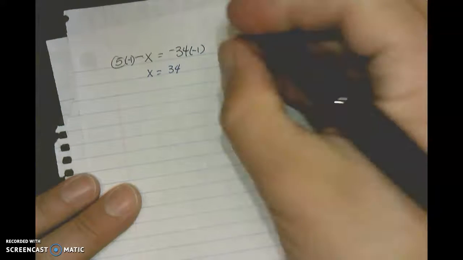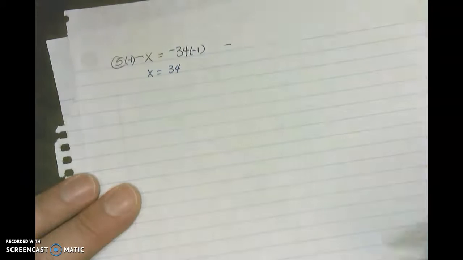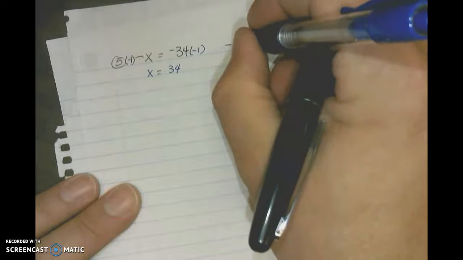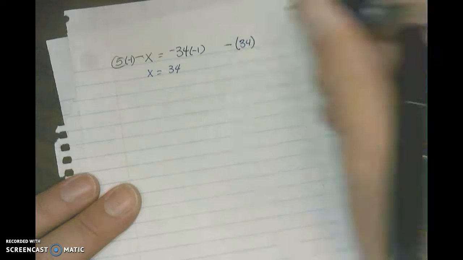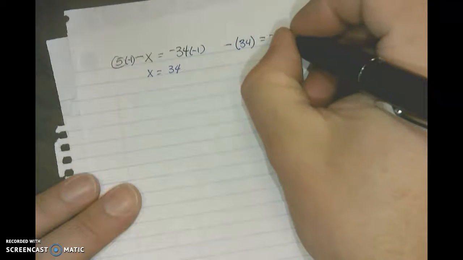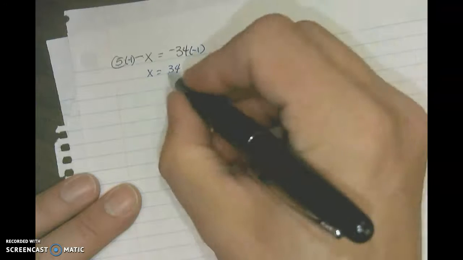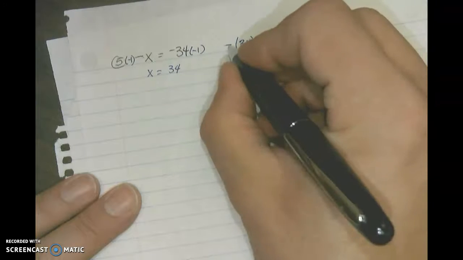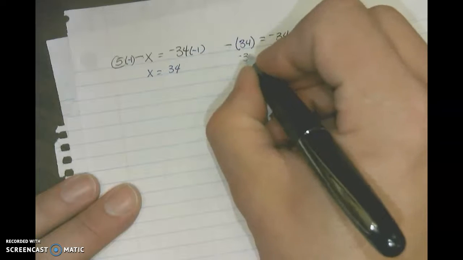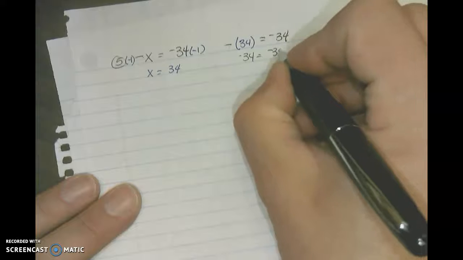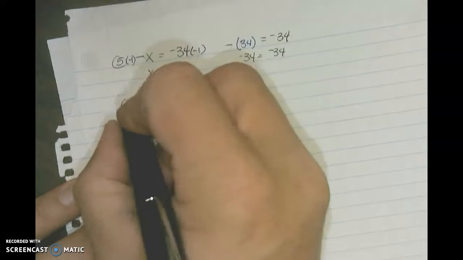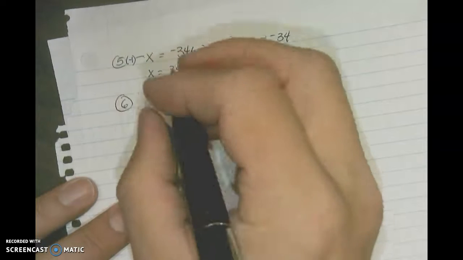So then, anywhere there's an x, I replace it with that 34. Negative 1 times 34 is negative 34, is equal to negative 34. I really like those. Those are really clean and simple.